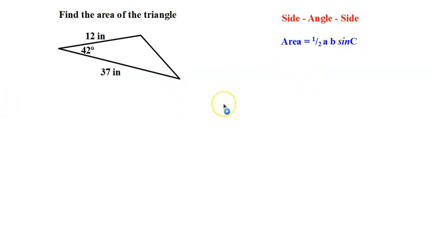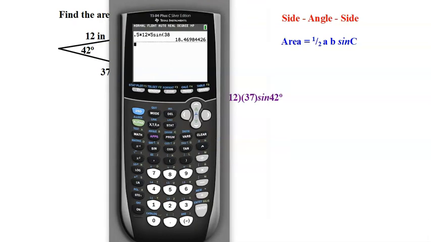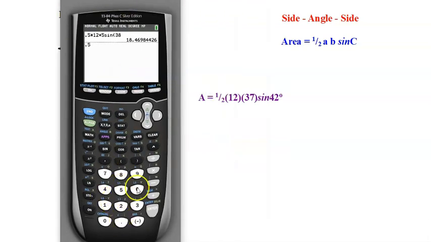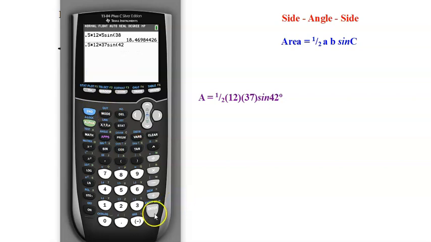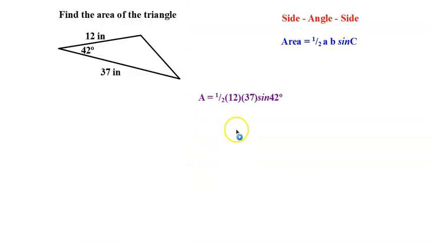So let's just plug this in. We have 1/2 side 1 times side 2 times the sine of the angle, and we'll put that in the calculator. Let's put that over so you can see what I'm doing here. So 1/2 times 12 times 37 times sine of 42. Always make sure you are in degrees, not radians. And enter, we get 148.546, so 148.55. And this is inches, so square inches.